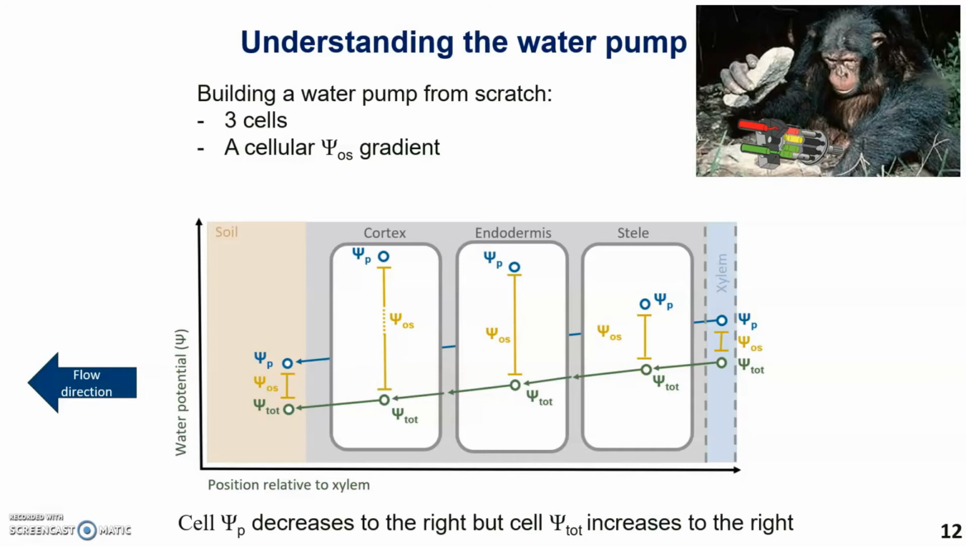Now let us try to understand this water pumping mechanism by dismantling the system and building it back better. Here we have a system of 3 cells with both pressure and total water potential that are higher in the xylem than in the soil. Naturally, the total water potentials in the symplast are going to equilibrate to values in between those at the boundaries.